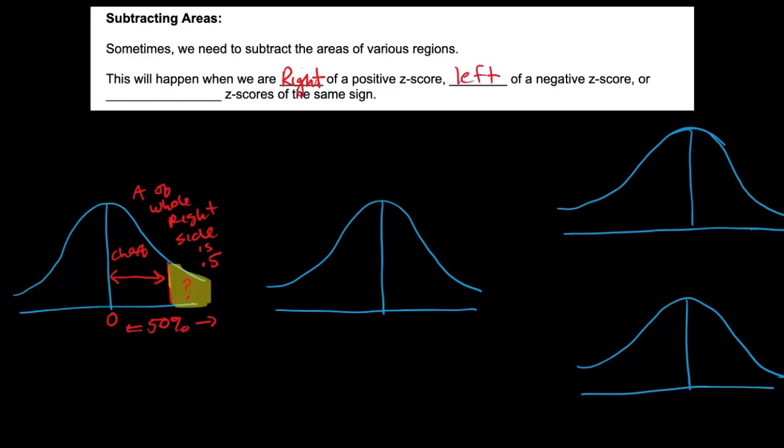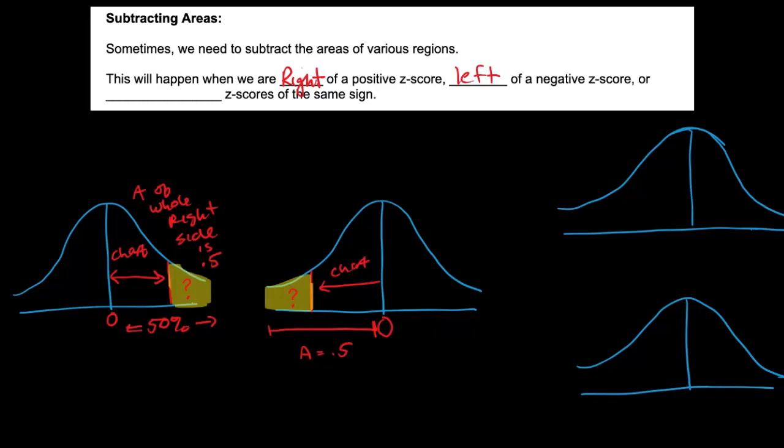And then the other scenario would be if we want to find an area to the left of a negative z-score. So say you have 0 in the center and we put a line for a z-score that's negative, and if we want to find the area to the left of that, then what we would do is use the chart to find this area. And in order to find the area that we want, we'd have to take the area of the entire left-hand side, and this whole area is 0.5. And so we could take 0.5 and subtract off what we don't want, which is the area that the chart gives us, to find out what we do want.